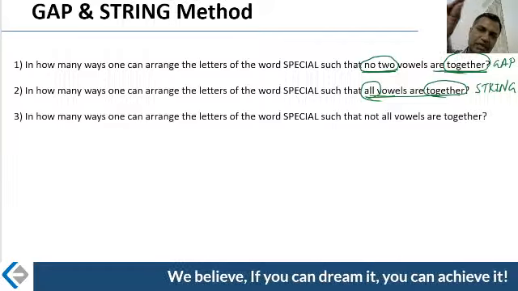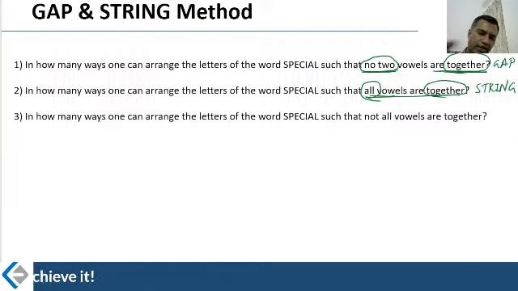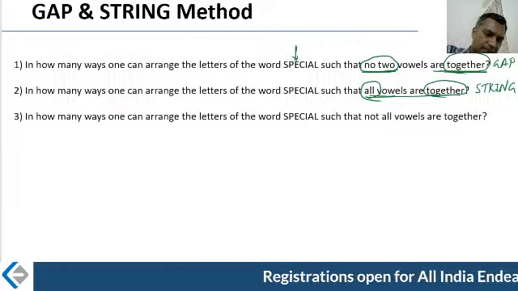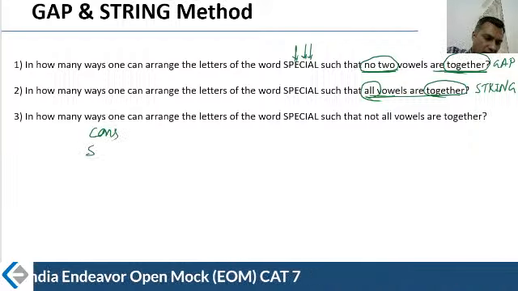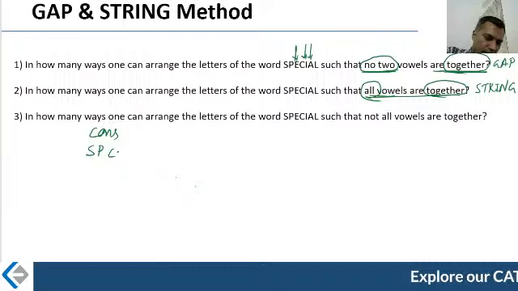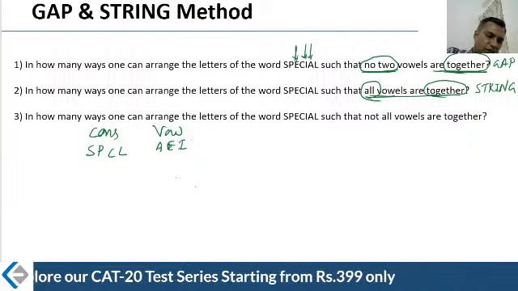The first two questions. Let me illustrate the first one. What is the author trying to ask us? How many ways can one arrange the letters of the word SPECIAL such that no two vowels are together? Where are the vowels? E is a vowel, I is a vowel, and A is a vowel. So there are 4 consonants and 3 vowels. The consonants are S, P, C, and L. The vowels are A, E, and I. The author is saying that these vowels should not come together.